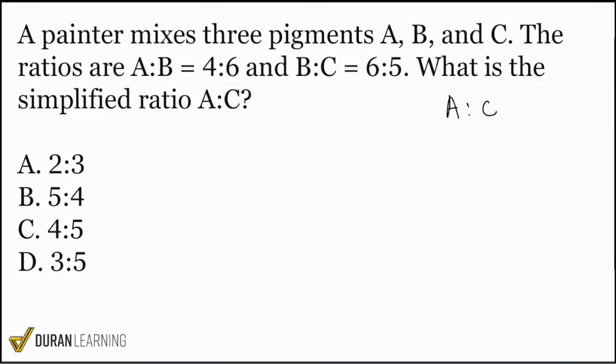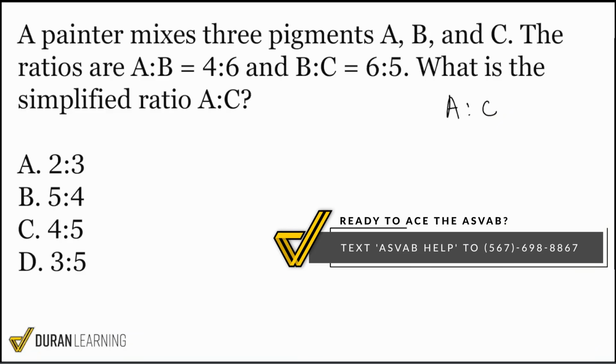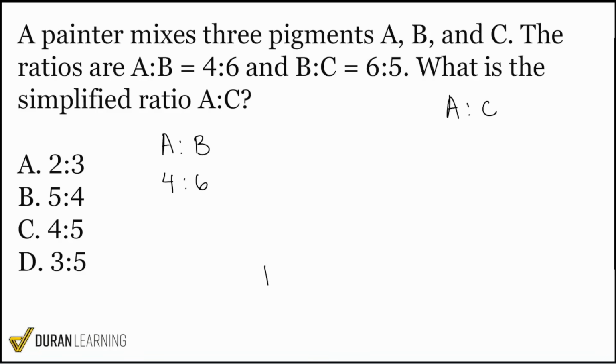Everybody, do we at least see that there's a little bit of a problem here? Because I'm looking for A to C, but I don't have a direct comparison between A and C. I have A to B being 4 to 6, and then I have B to C being 6 to 5, but I don't have a direct connection between A and C, and that's a big problem, actually. So what we have to do here is really understand a double ratio.